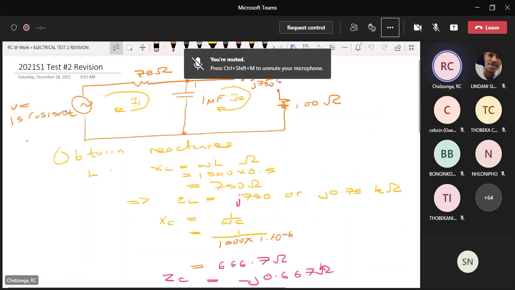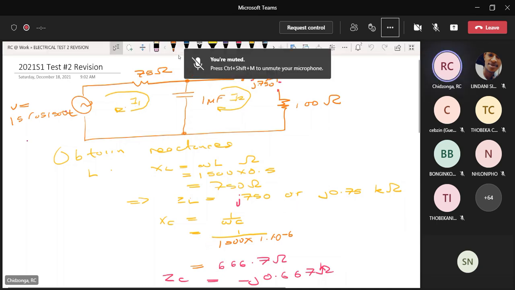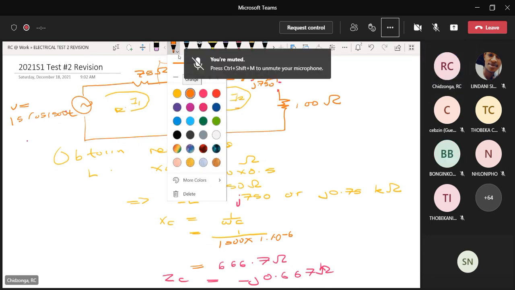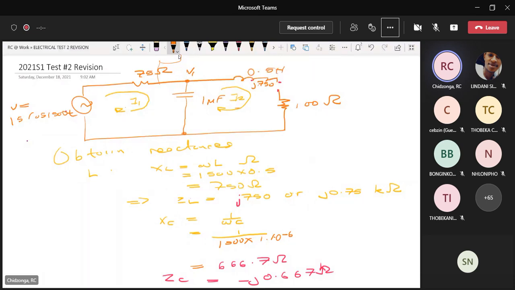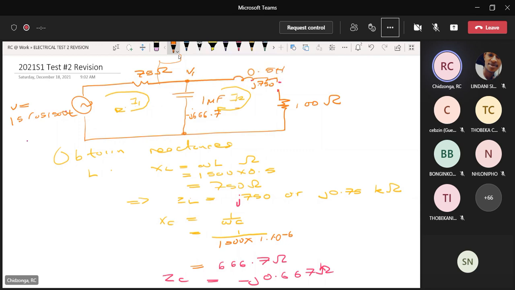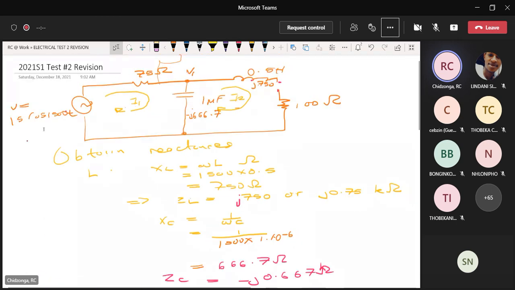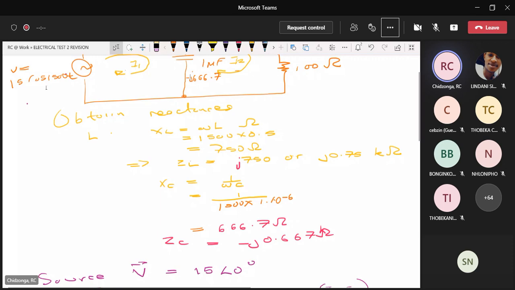Okay, I was here writing for the capacitor. The capacitor will be minus j666.7 ohms. So now we have all the components in terms of impedances, right? We can now do KVL equations, right? But maybe before you do that, you can write your input voltage in phasor form.